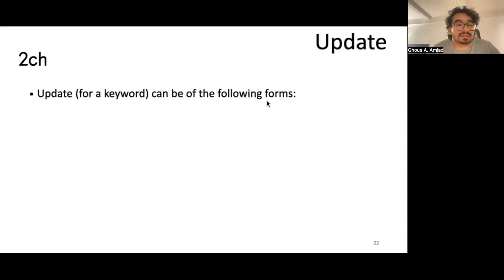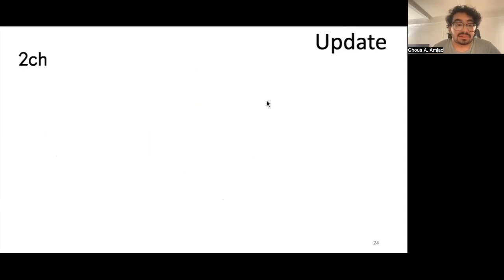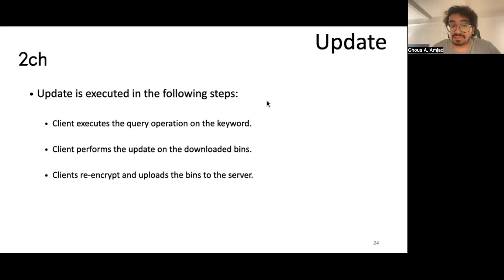Now, our update can be of the following forms. We can append a new value to a tuple, we can delete a value from the tuple, we can edit a tuple, or we can remove the key-value tuple altogether. And in order to do that, we simply do these three steps. We send a query operation for a keyword which we want to do an update on. We receive the 2m bins, and then the client simply updates those 2m bins after downloading them, and then he re-encrypts and re-uploads them to the server. And you have an update.